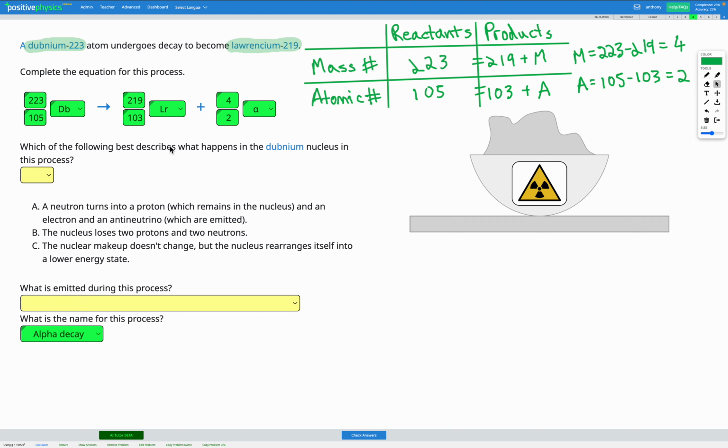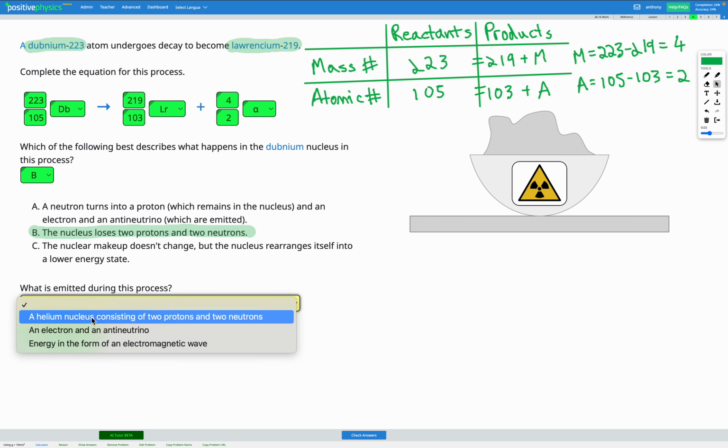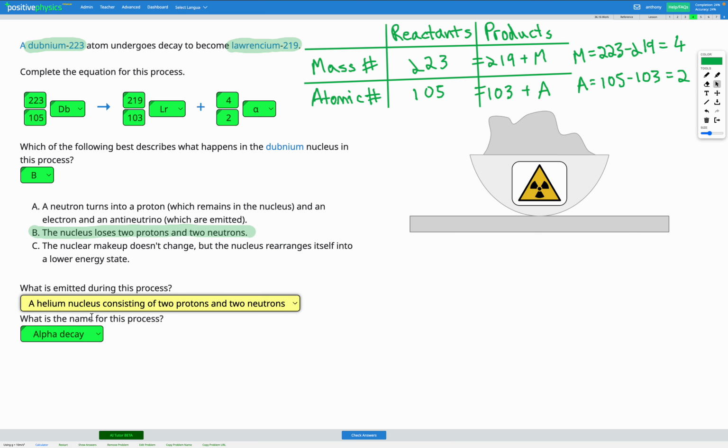To describe what happened in this process, we had our nucleus losing 2 protons and 2 neutrons in the form of our alpha particle. So the answer to that question is going to be B. And the thing that's emitted is a helium nucleus, in other words, an alpha particle consisting of 2 protons and 2 neutrons. So in these questions, you're combining your knowledge of alpha, beta, and gamma decay with your knowledge for how to solve a nuclear reaction equation. Remember that the mass numbers on the top in the reactants have to equal those in the products, and the same with the atomic numbers, which are on the bottom in the reactants, have to equal those in the products.